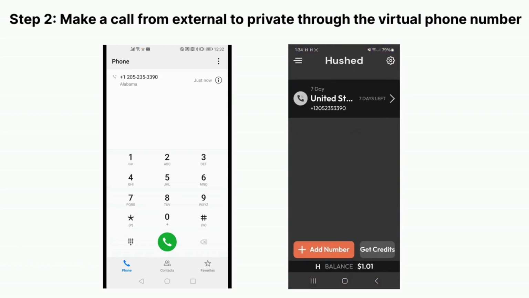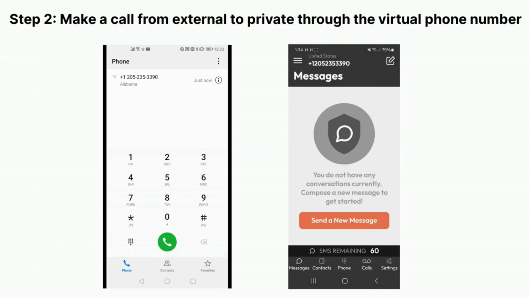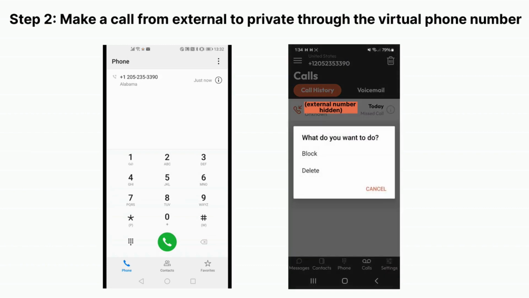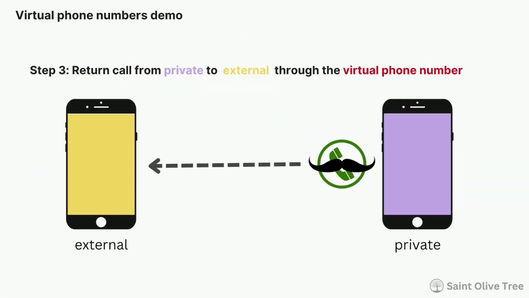In the application, we select the virtual number we created. Then, we head to the Calls tab, where we find the call which came from the external phone. From here, we can block the external caller. But we're not going to do it for now. You can also return the phone call to the external actor. We are not going to show it now because it requires a special plan and it's expensive.